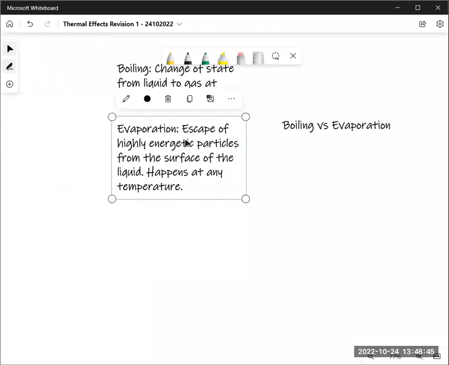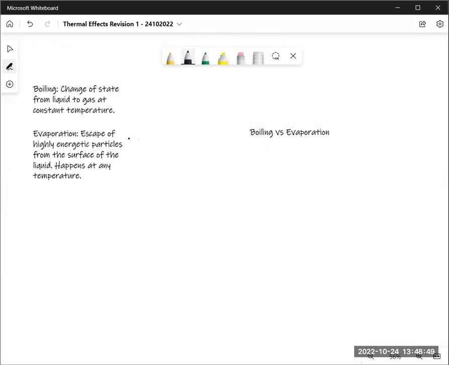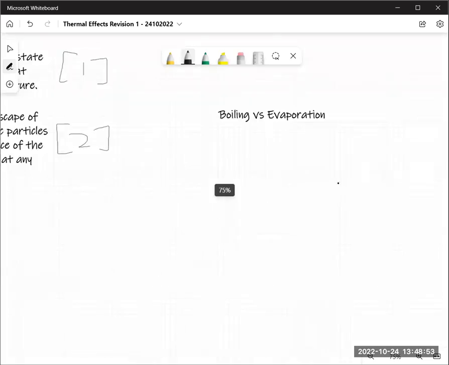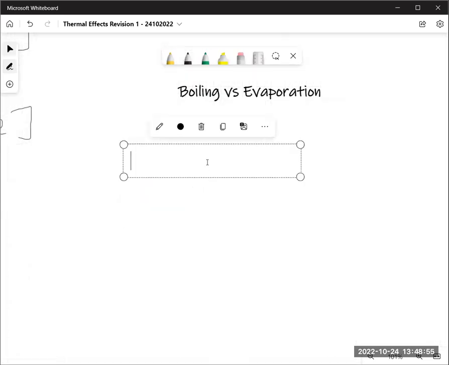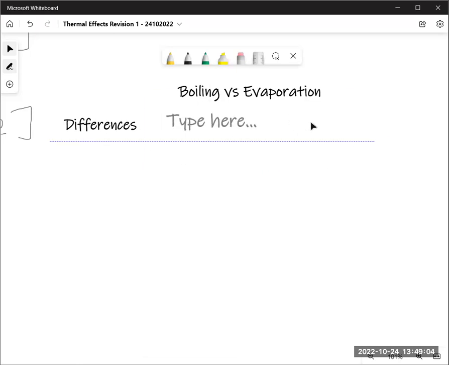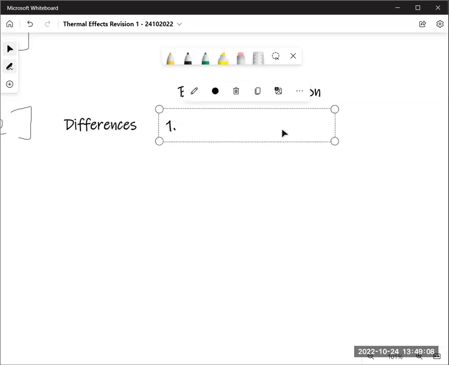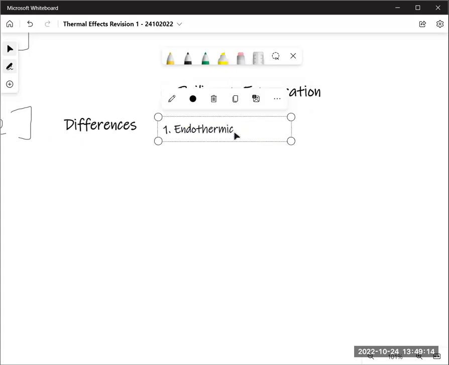But that's not enough. That's the definition. If they ask you about that, you'll get 2 marks for this. You'll get 1 mark for that. Usually, that's the definition they ask you. Not a lot of marks for that. But we'll have to look at differences, and there are lots of differences here. First thing is boiling is endothermic. Well, actually, both of them are endothermic.